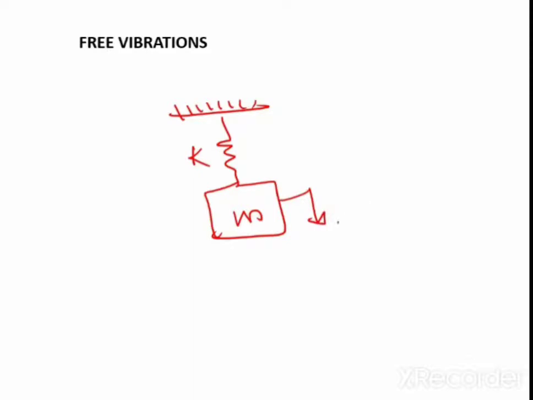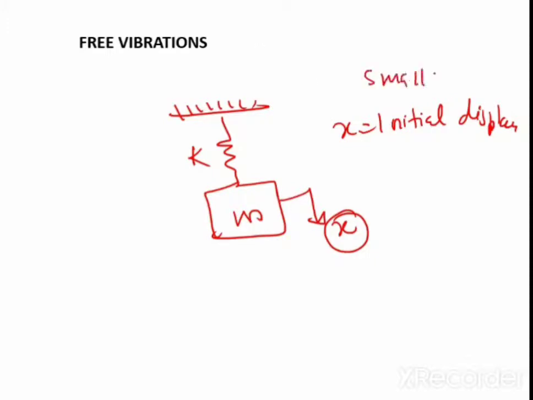Let us say that there is a spring mass system, with mass M and spring stiffness K, and you are just giving an initial displacement. X is equal to the initial displacement. That means you have just given an initial displacement; you are not applying a continuous force. You have just given a small initial displacement x. No continuous force is acting on the system.